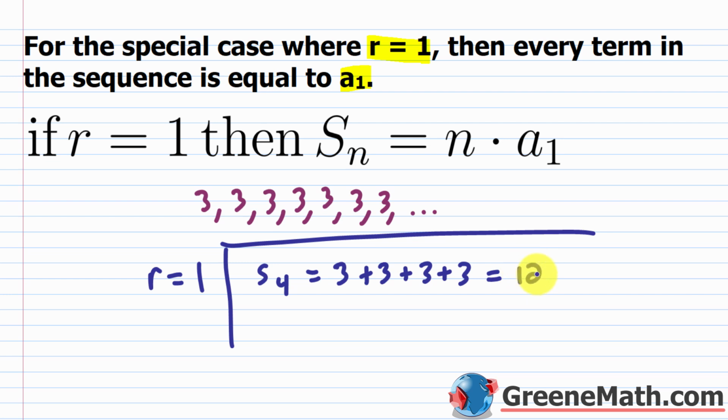The other way to do it, again, is just to use this here. So s sub 4 is equal to, well, what is the n value here? Well, the n value is 4. So I'm going to go 4 times, what's the a sub 1 value? Well, that's 3. And again, that works because if r is equal to 1, every term in the sequence is equal to a sub 1. So it's just 4 times 3, which is going to be 12. So in the off chance that you get something like this, it's usually a trick question or something like that, then this is how you want to solve it with this formula here.